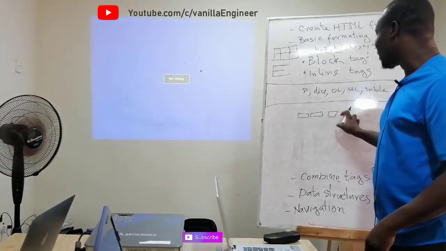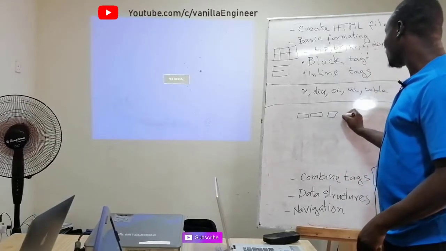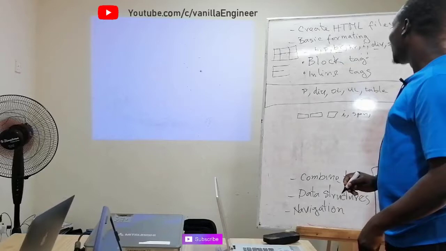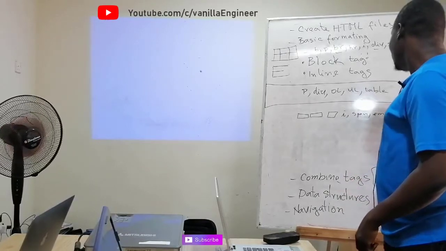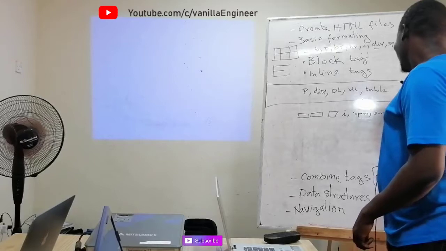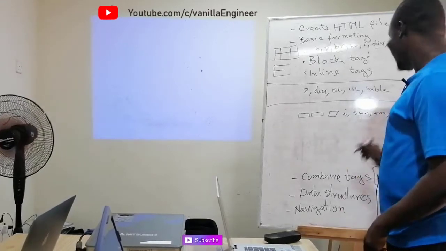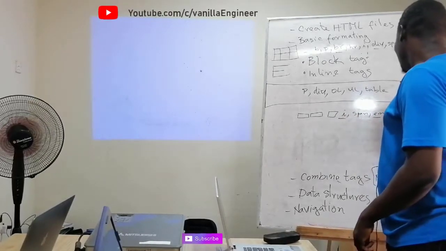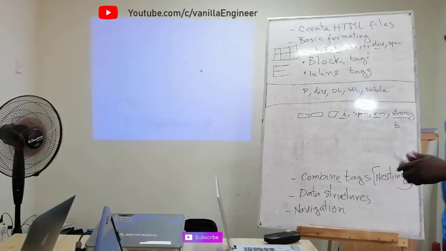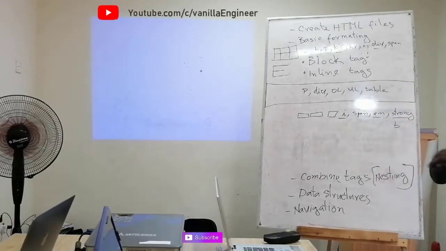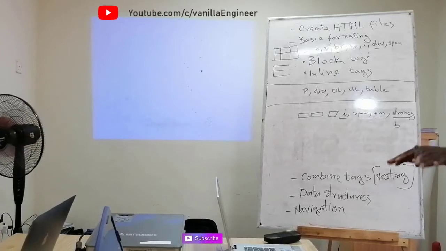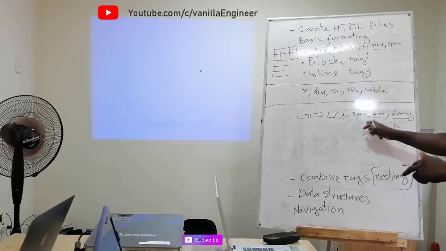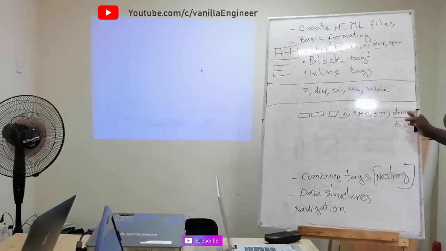So inline tags are like the I, span, EM, strong. So you are seeing new tags, right? The EM does the same thing as I. The strong does the same thing as B. That's why I didn't mention them yesterday, because I wanted us to go step by step. Now that you know I and you know bold, B, it is easy for you to translate them into EM or strong.